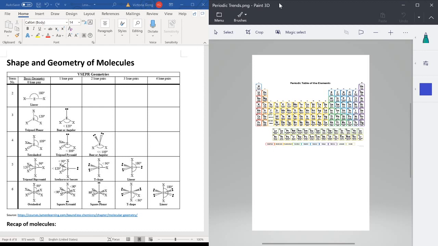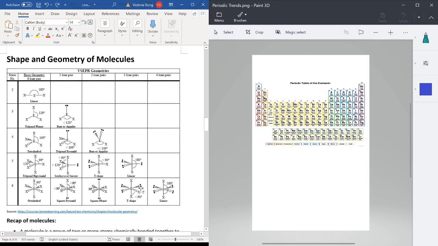So today we're going to be talking about Lewis structures and the shape and geometry of molecules. Also, on a related note, we're going to be touching on IMFs, which are intermolecular forces, since they're particularly relevant to this topic.